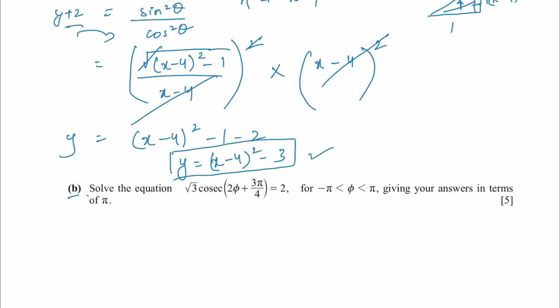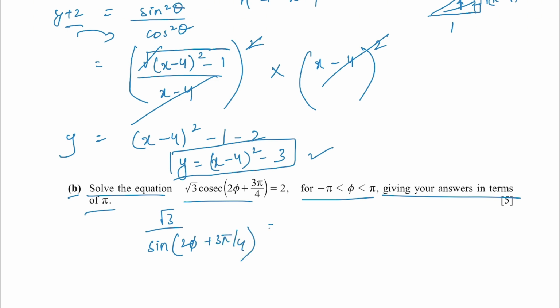Now moving on to part b, where it states, solve the equation this for phi between minus pi and pi, giving your answer in terms of pi. It needs the answer in terms of pi. So let's solve this. This would be root 3. Cosec is basically 1 over sine. So this would be sine of 2 phi plus 3 pi by 4 equals 2. Now what we can do is cross multiply. Here we can cross multiply. So this would be going over there, and this 2 would be coming down over here.